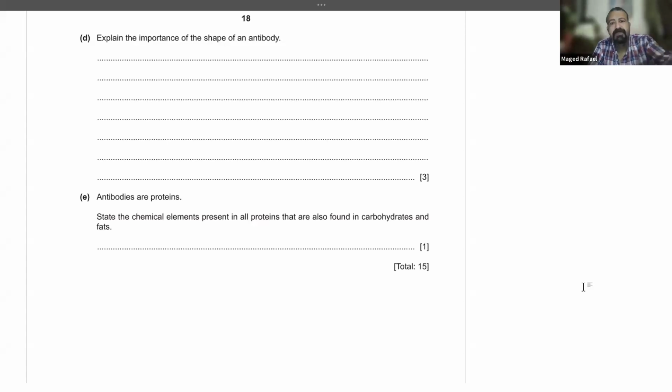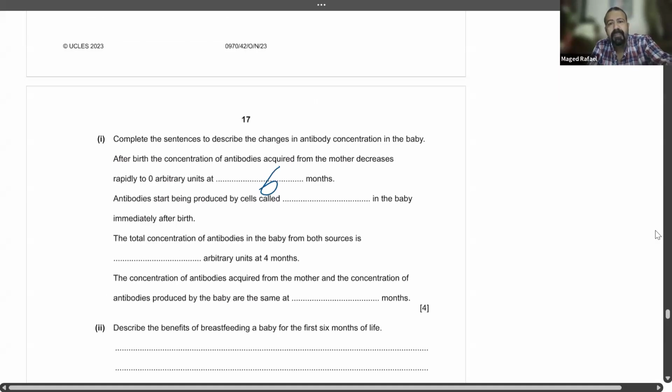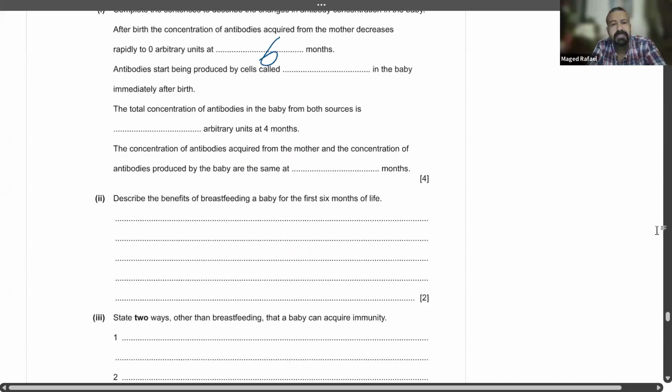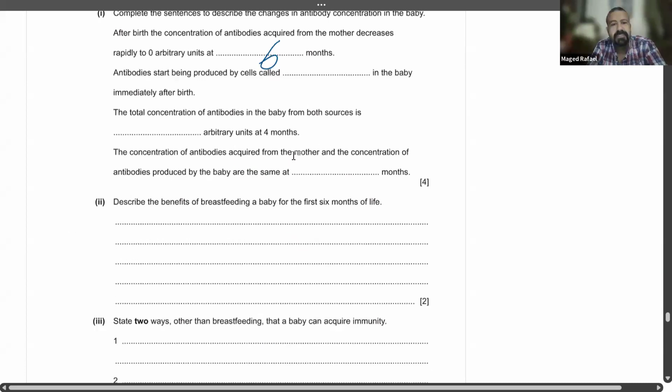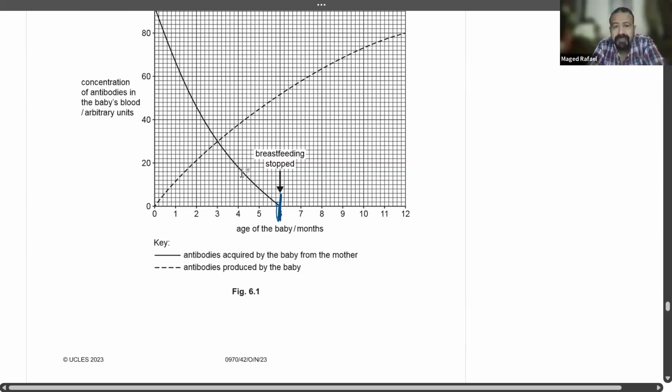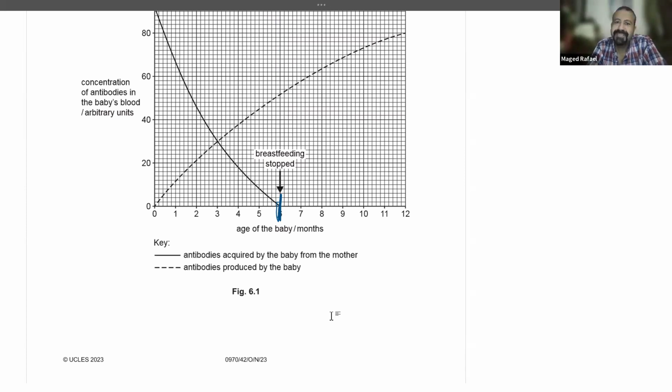Lana asked me a question about the concentration. The total concentration of antibodies in the body. We got the reading at 4 for both. So at 4 it was 18 here, and at 4 it was like 38, I guess. 38. So 18 and 38 gave us the 56. So we got both readings. Okay, that's it.